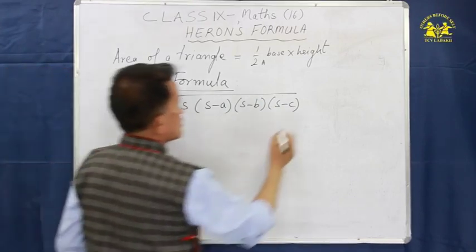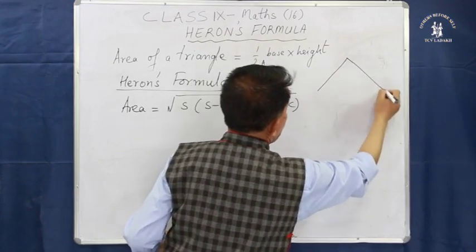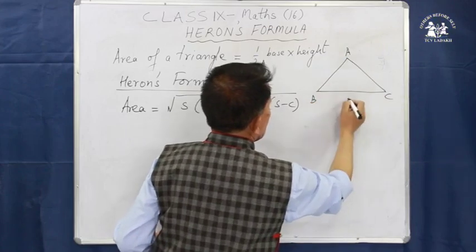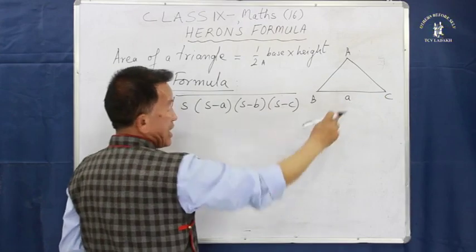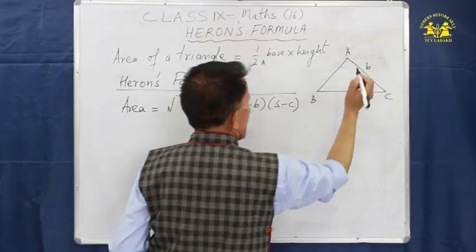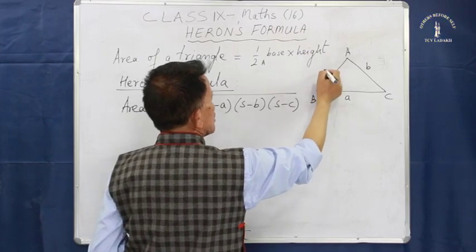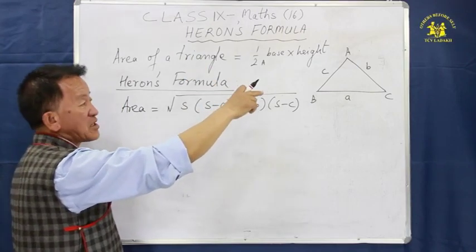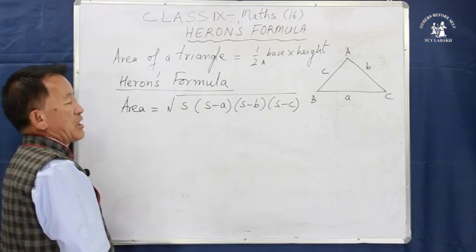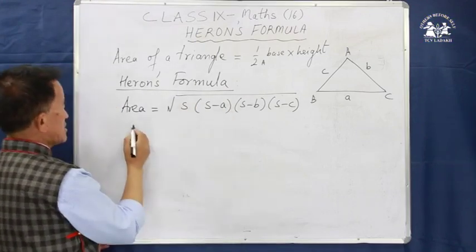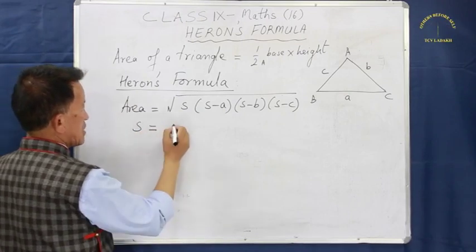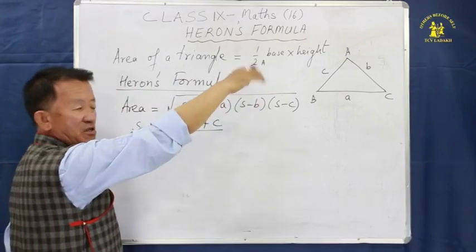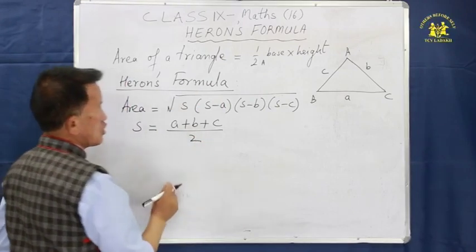So let's draw the diagram. Let's say again triangle ABC. Let BC is equal to a and AC is equal to b and AB is equal to c. So a, b, c represent the lengths of the sides of a triangle, and S represents the semi-perimeter. Perimeter is the sum of all the sides of a triangle, so divide by 2. Right?